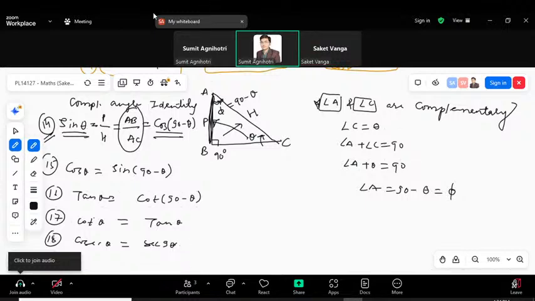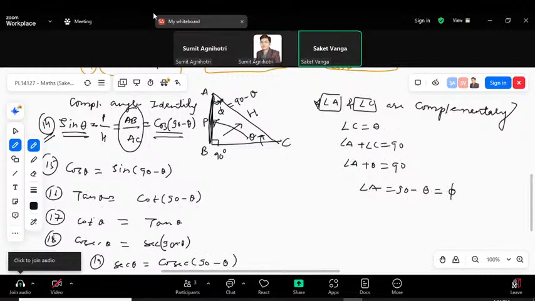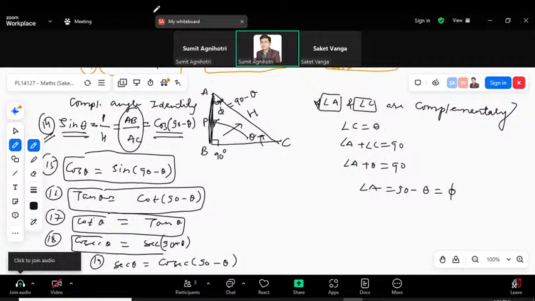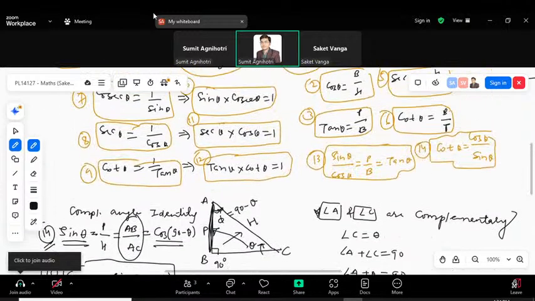Do write it, because I think you have written it earlier as well. Okay, then you can write it today. Sec theta is cosec 90 minus theta. These are 6 other important complementary angle identities that I want you to remember. I want you to write. These are 6 more identities. I want you all to write it, because you will be able to get all identities at the same place. Write down all these starting from the first.